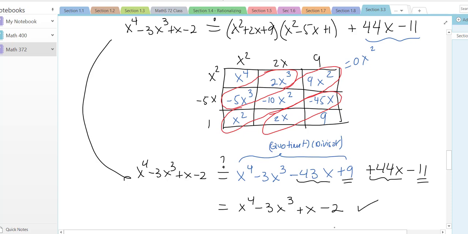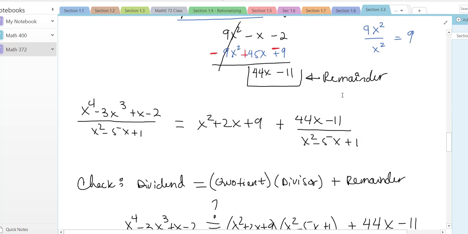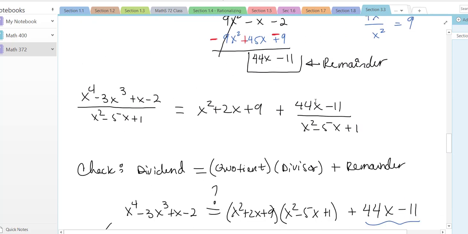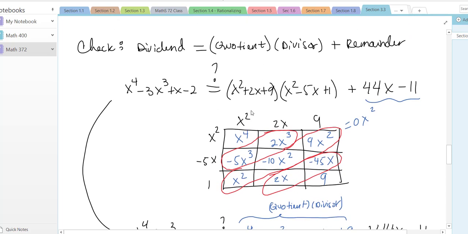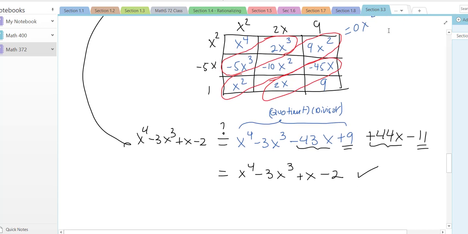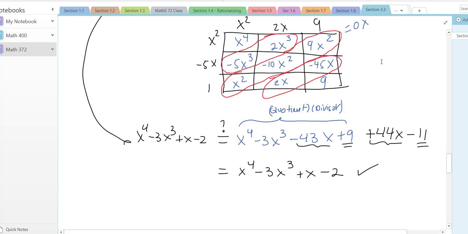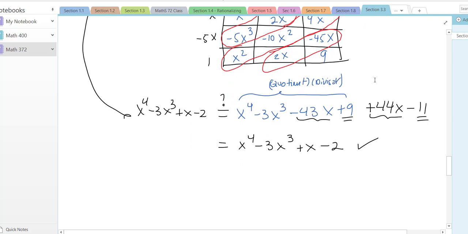So it worked. Just because the remainder looks a little weird, it doesn't mean it's wrong. The beauty of doing a division problem like this is that we can check it with multiplication. In the next video, we're going to do synthetic division.